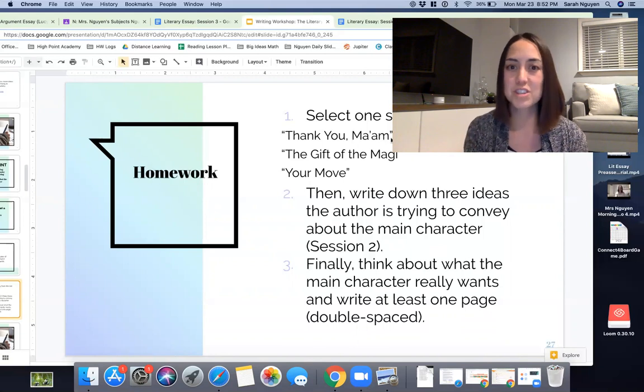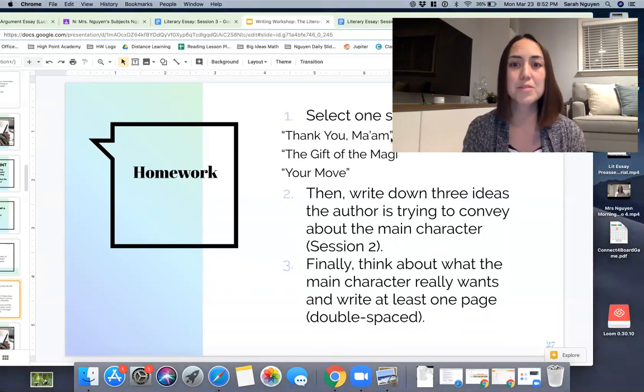Okay. So after you've selected your story, and by the way, you're going to be able to definitely read all 3 and make your choice. You don't just have to look at the title and make a decision. They're all going to be on Google Classroom for you.